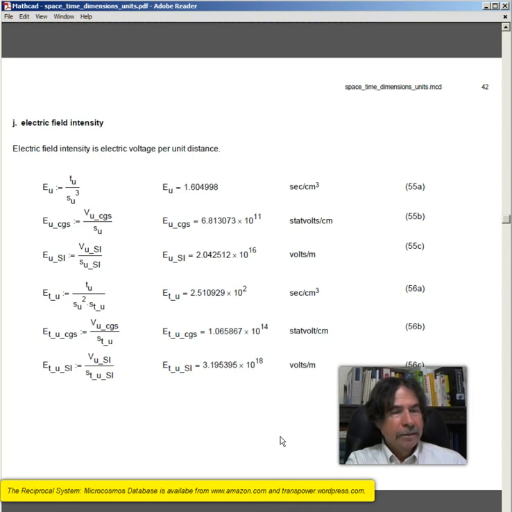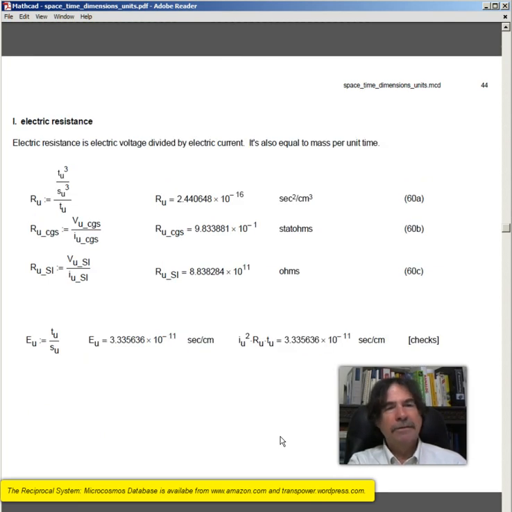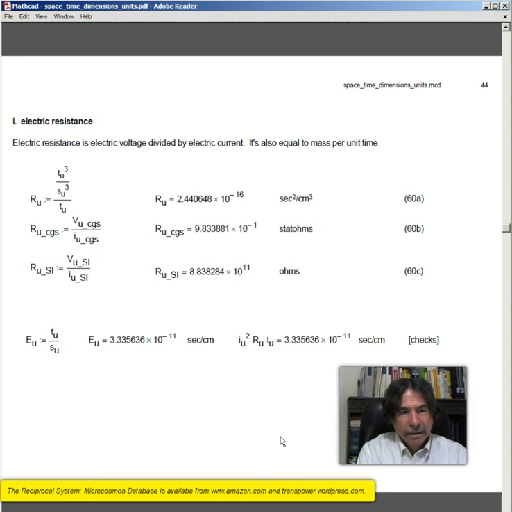It's a natural unit. Electric field intensity is electric voltage per unit distance. Electric flux density is electric charge per unit area. Electric resistance is electric voltage divided by electric current. Note that it's also equal to mass per unit time. So this is T sub u cubed divided by S sub u cubed divided by T sub u, and we end up with 8.83824 times 10 to the 11th ohms, which is pretty high. But obviously, using the natural unit of resistance times the square of the natural unit of current times the natural unit of time should equal the natural unit of energy, and of course it does.